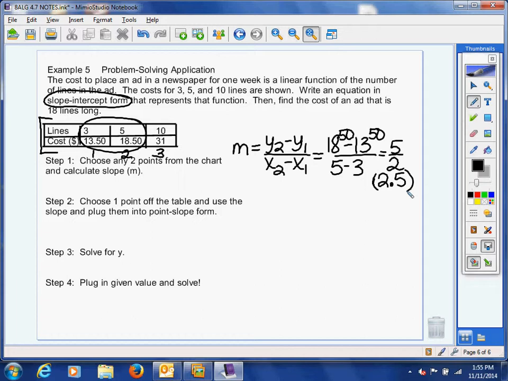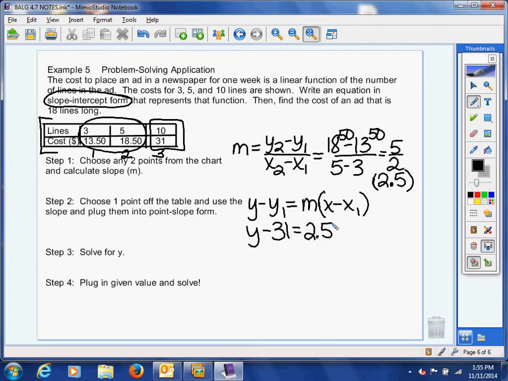We're going to choose 1 point off the table, and we're going to use the slope and that point and plug into point-slope form. So let me remind you, point-slope form is y minus y1 equals m times the quantity x minus x1. Guys, it doesn't matter what point you choose. You have 3 of them to choose. It is up to you. It doesn't matter. So I just want to make sure that I emphasize that and re-emphasize that. So I think I'm going to use the last one because it's just whole numbers. So let's do y minus 31 is equal to 2.5 times x minus 10.